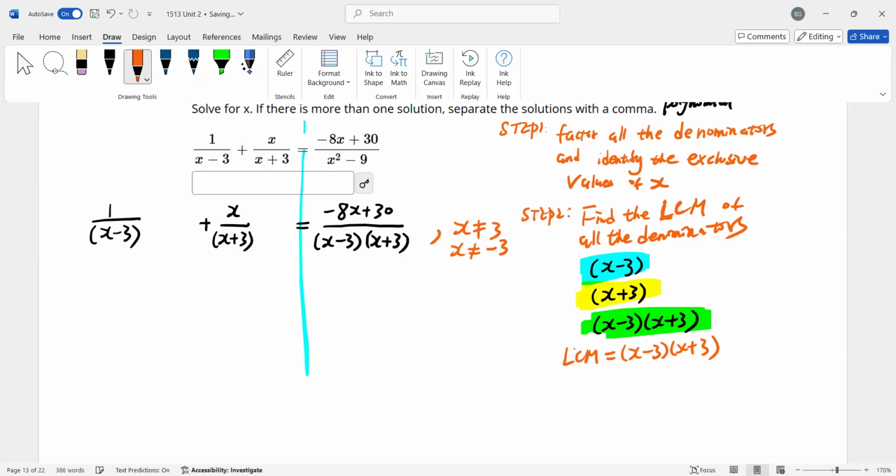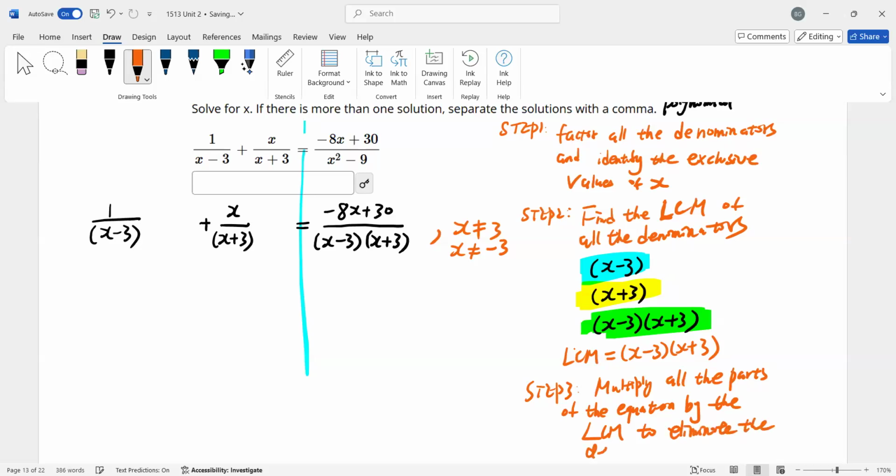All right, so that's step 2. We found the LCM of all the denominators. Step 3: multiply all the parts of the equation by the LCM to eliminate the denominators.